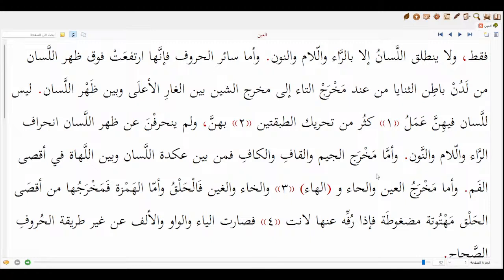So he's almost making a differentiation between these huruf al-dhalaqa and the rest of the letters. And what he's saying is that the rest of the letters are pronounced above the top of the tongue.